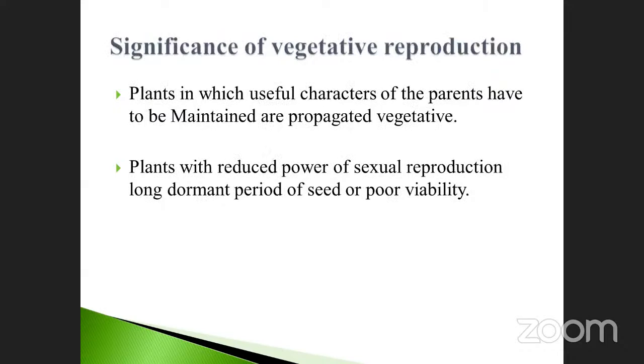Next, what is the significance of vegetative reproduction? Already we discussed, 2 points are given here. Plants in which useful characters of the parent have to be maintained are propagated vegetatively. Useful characteristics, that is very important. Another one is plants with reduced power of sexual reproduction, long dormant period of seeds or poor viability. These types of plants can easily be propagated by this method. It's called vegetative reproduction.